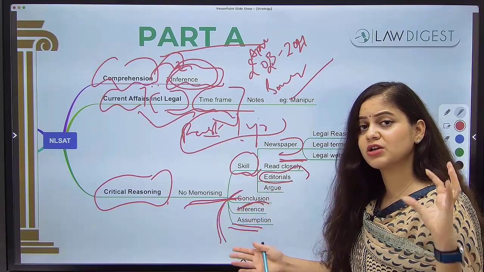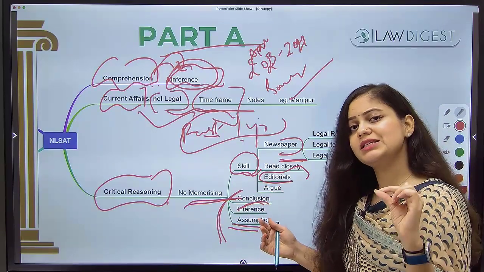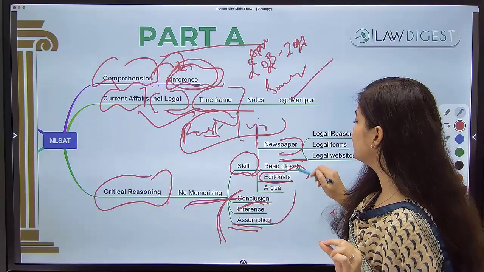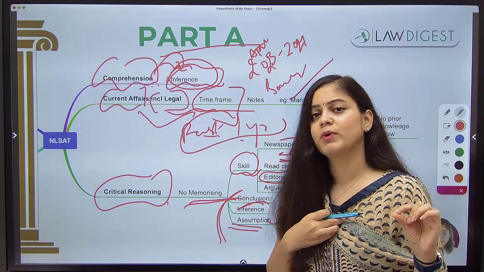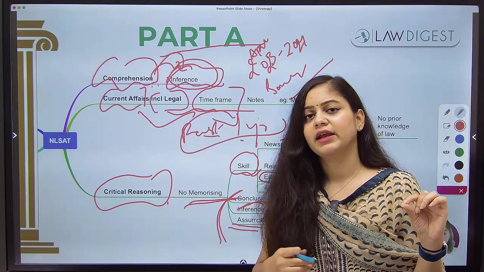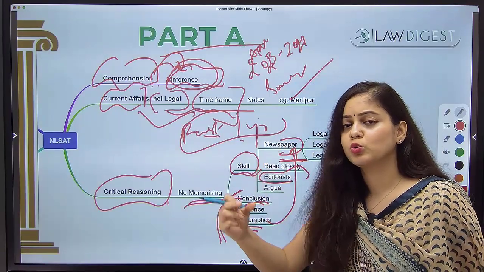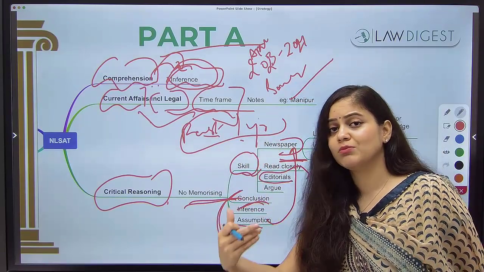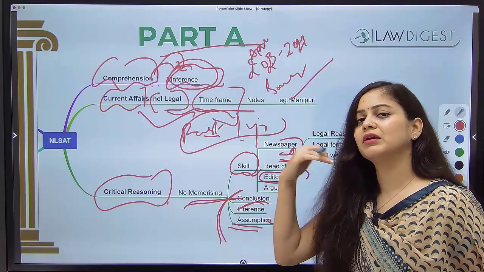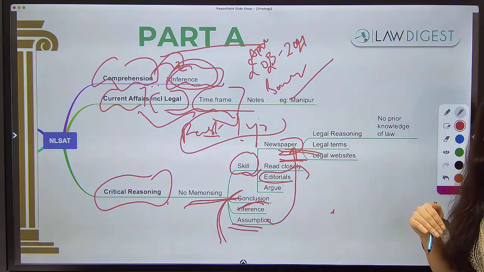So these three things, conclusion, inference, assumption, are important. When you're reading any article, you have to keep in mind: am I able to draw this understanding, what is the conclusion from the statement, what is the assumption of the statement. So keep that in mind when you're reading the newspapers.